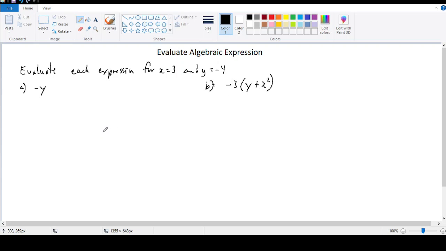First of all, we'll be replacing x by 3 and y by -4 as given in the problem, and then we will evaluate the expression using the order of operations. To evaluate such expression, this means to find its numerical value once we know the value for the variables. As you can see, we were given the value for the variables here. So this is our solution to the first one.